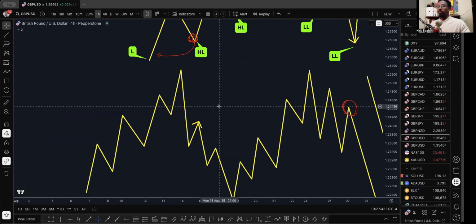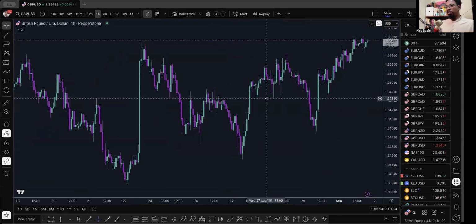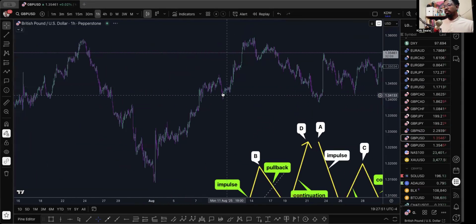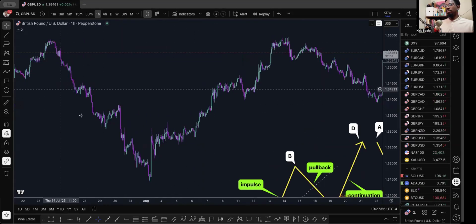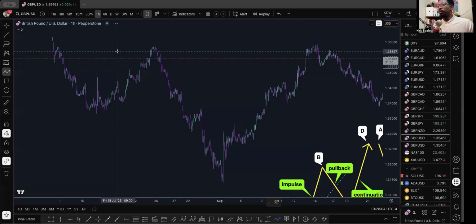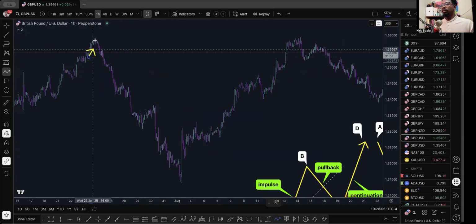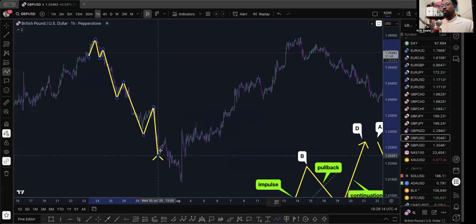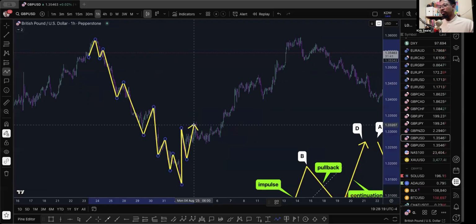Now let's look for this in the wild to see if this makes sense. All right, let's use this right here. Let's use this. All right, so here we go. Push down, push back up, push down, push up, push down, up, down, up.